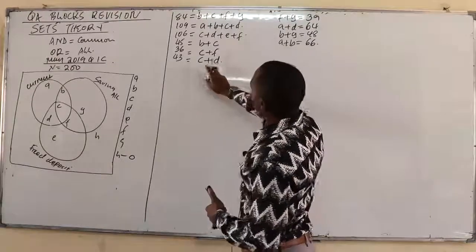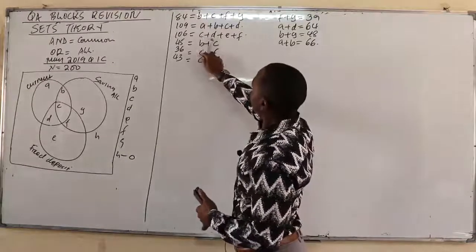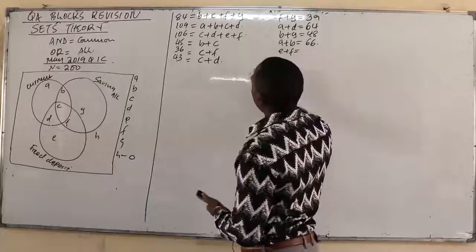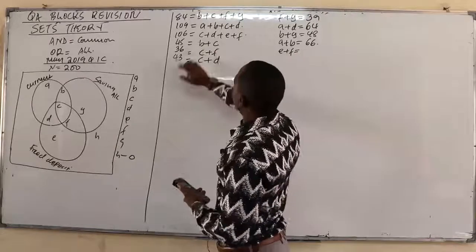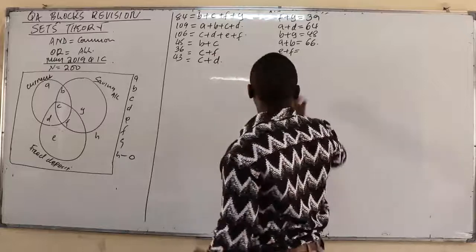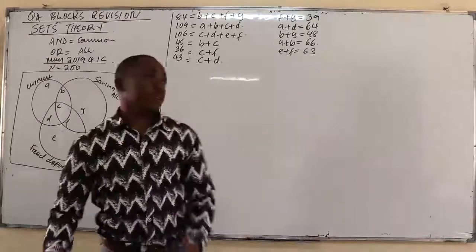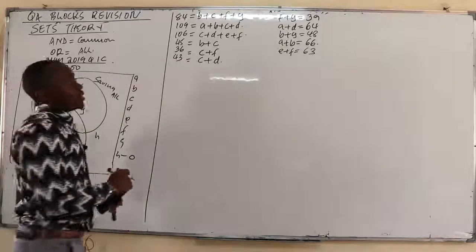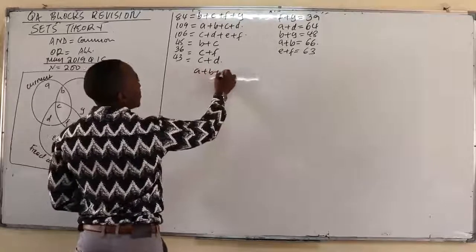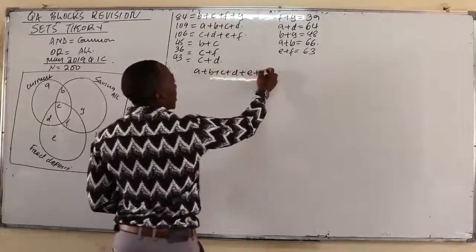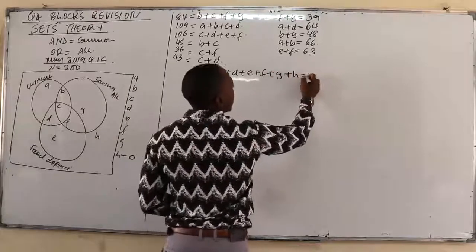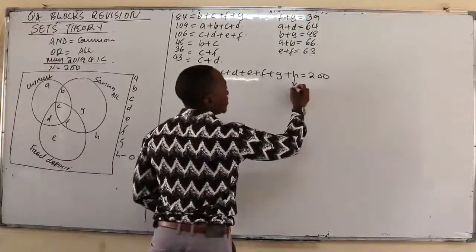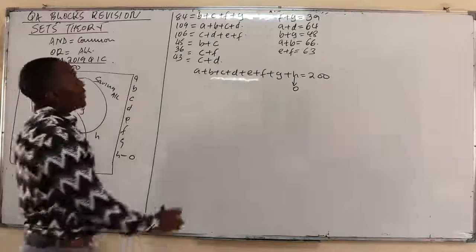Also CD, in the third equation you have CD. That means you can get E and F, and to get E and F, it will be 106, you minus 43, and you get 63. Still, we have not cracked any of the numbers, but you know very well that if you take A plus B plus C plus D plus E plus F plus G plus H, the total should give you 200. And you know very well that H is 0.